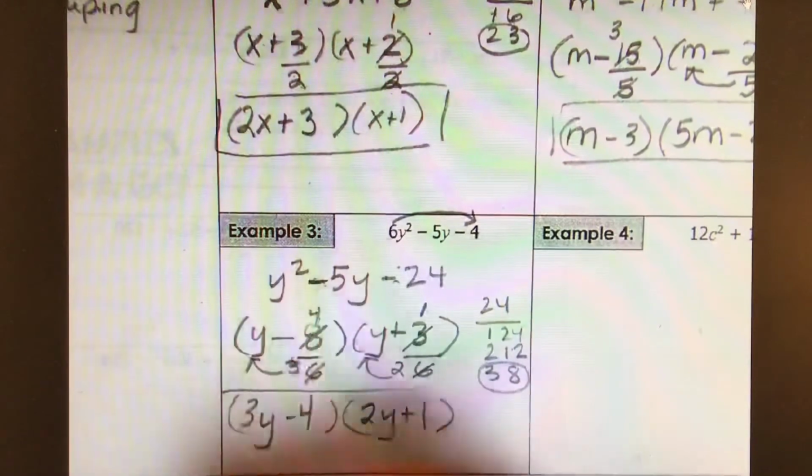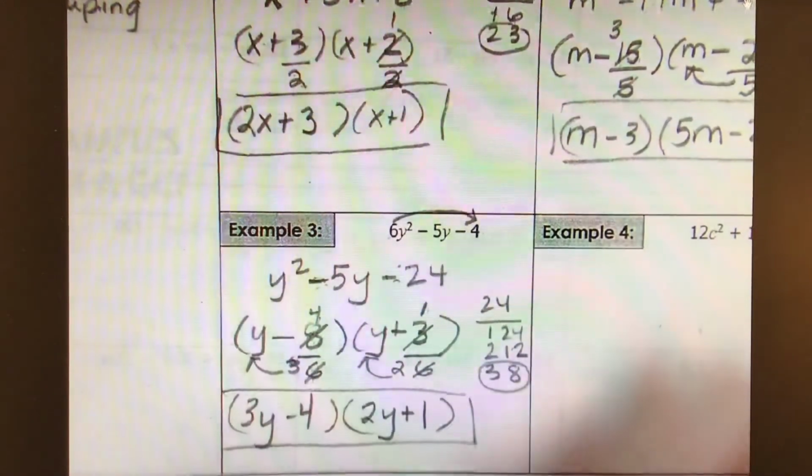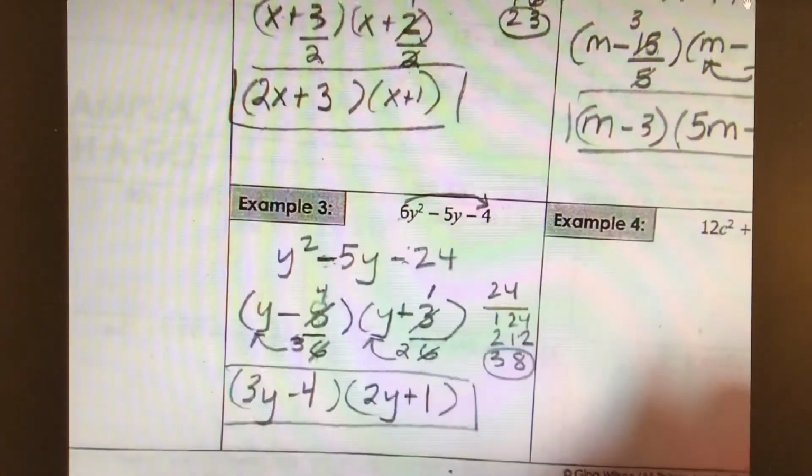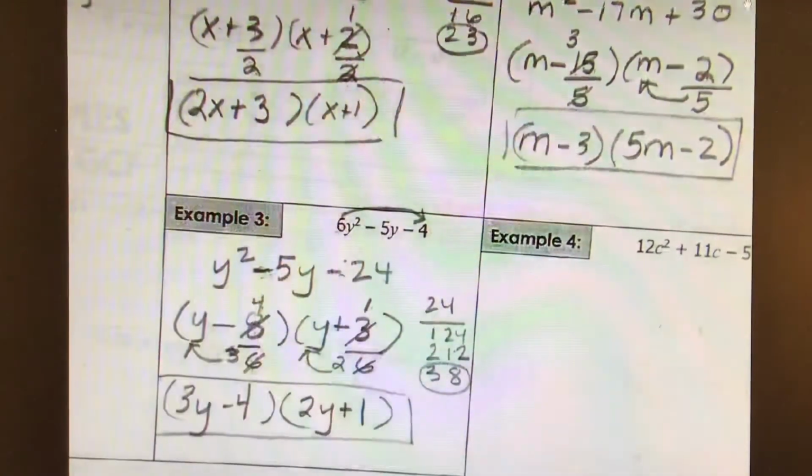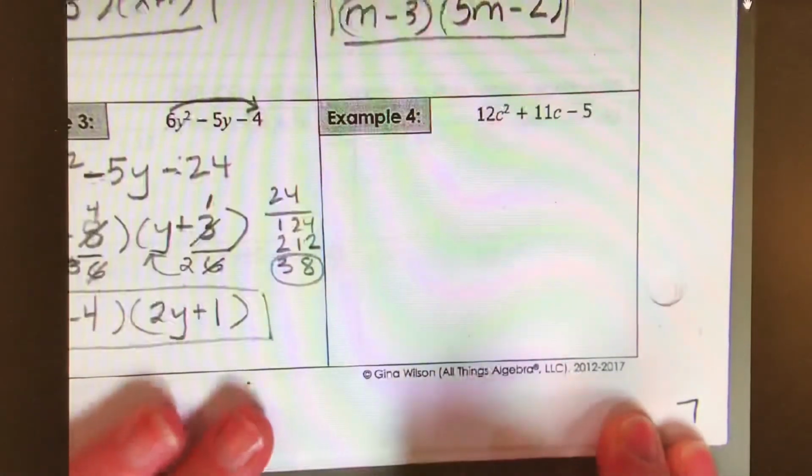And I'm going to box my answer. To tell you the truth, there's this method, and I'm going to teach you the grouping method also. The beauty is, when you factor, there are lots of different ways you can do it. Let's just do one more.